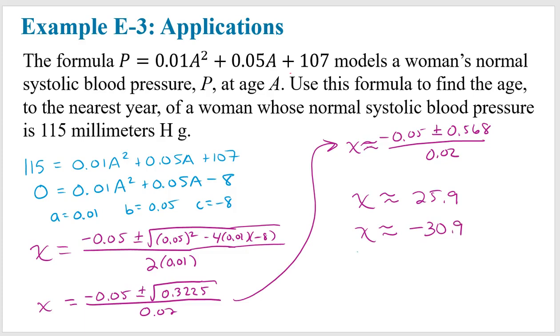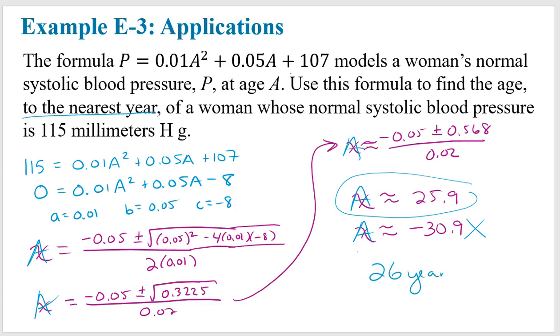Now, obviously, the -30.9 is kind of a nonsense answer because I can't have a woman who's negative. Oh, and I'm not solving for X. I'm solving for A. That's okay. You guys knew that though, right? You all knew that I was solving for A, not for X. There's no X in this equation. So this -30.9 is a nonsense answer. I can't be -30.9 years old. Okay, so this is my answer, and it said to round to the nearest year. So this woman is 26 years old.